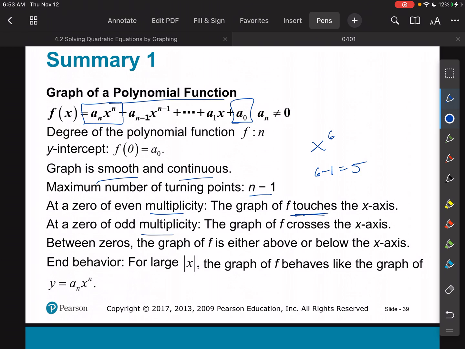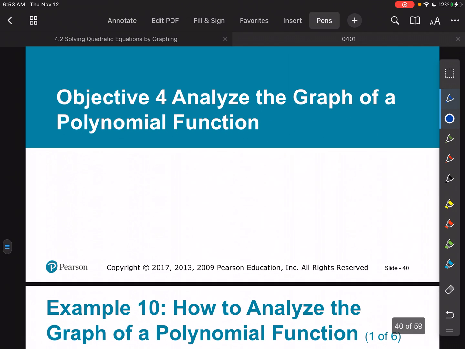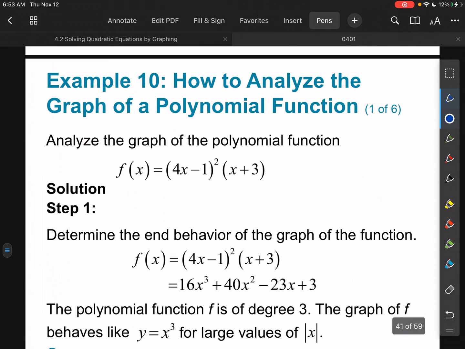At a 0 of odd multiplicity, the graph crosses the x-axis. Between zeros, the graph of f is either above or below the x-axis. That's a no-brainer. And then the end behavior, the graph behaves like the graph of the leading power function. Okay, so I think I already said that. Objective 4 now is to analyze the graph of a polynomial function. Okay, so example 10 says, how do we analyze the graph of a polynomial function?